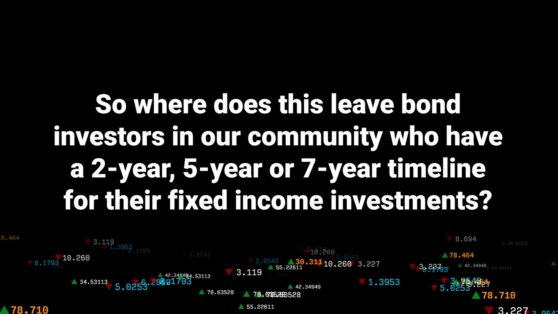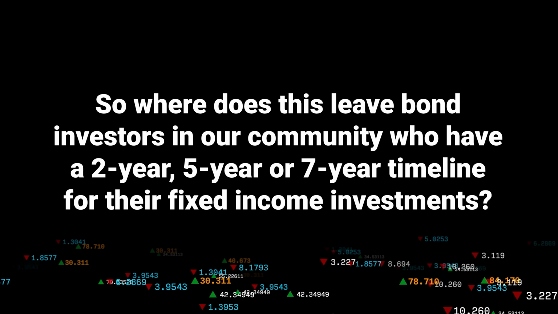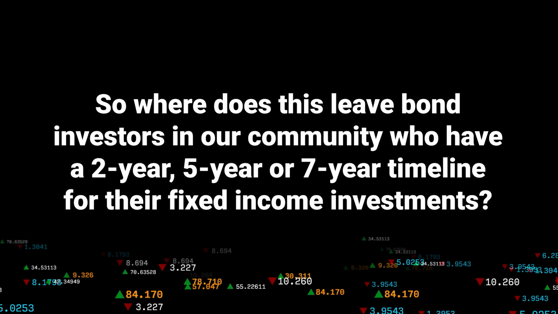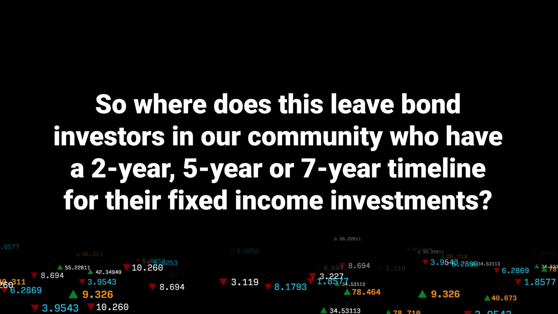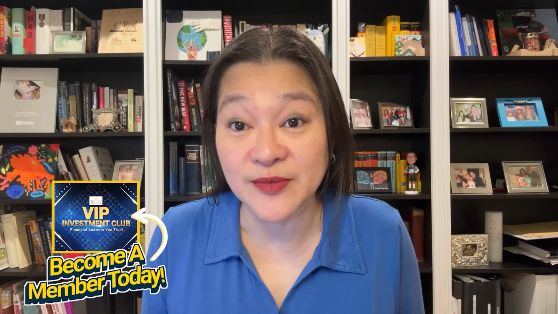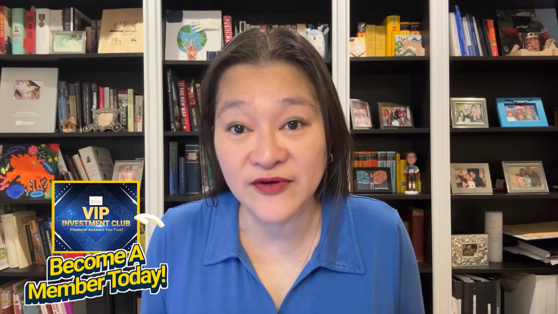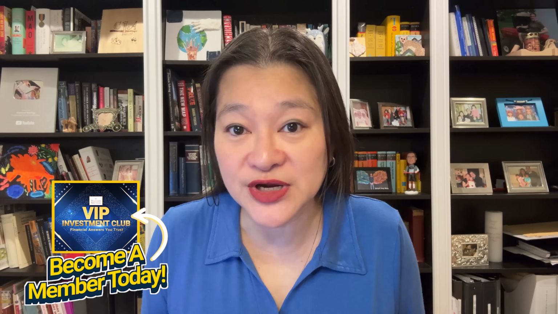So, where does this leave bond investors in our community who have a 2-year, 5-year, or 7-year timeline for their fixed income investments? And I know these are popular maturities here because we take a poll every month in our VIP investment club where our VIP members choose their preferred date for a monthly member live. And the weekend before the 2-year, 5-year, and 7-year Treasury auctions is usually the winning date.